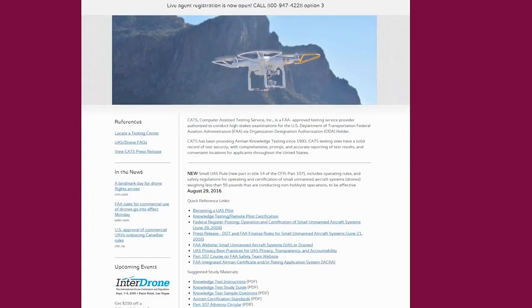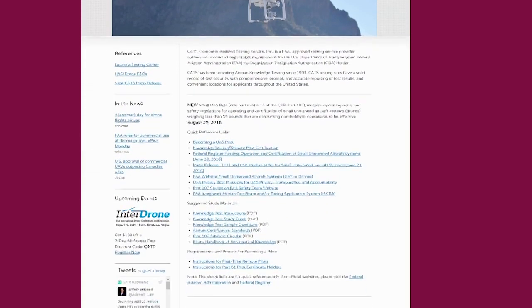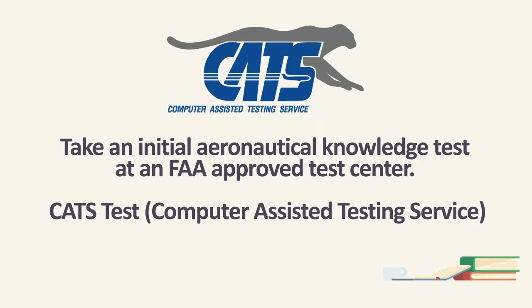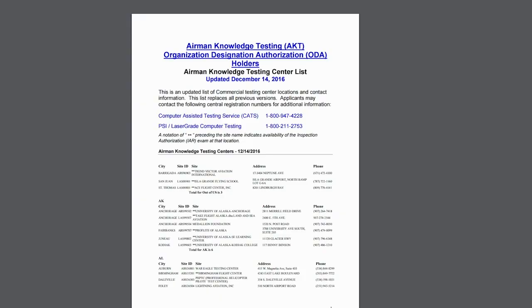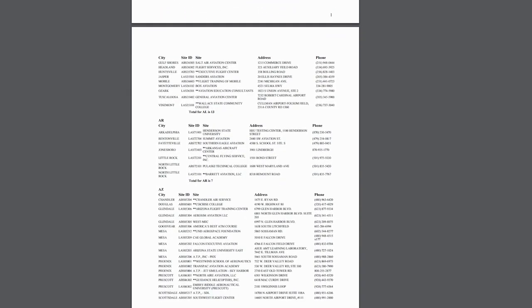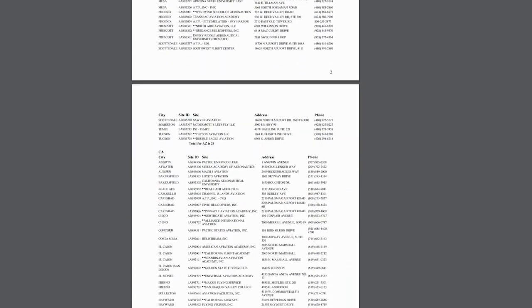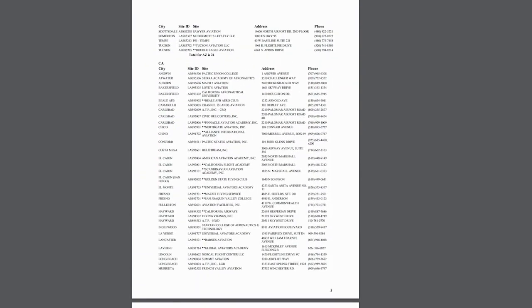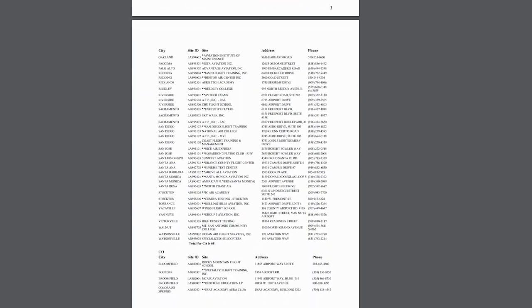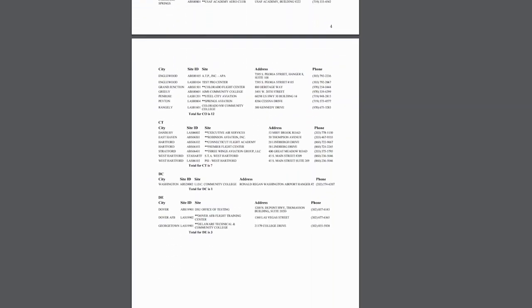First, you'll need to take an initial aeronautical knowledge test at an FAA-approved test center. This is often referred to as a CATS test center, which stands for Computer Assisted Testing Service, and is a FAA-approved testing service. I've included a link to a PDF that lists all of the CATS testing centers in the United States offering the Remote Pilot Airman Certificate test. Without getting overly technical, I just recommend that you call the nearest testing center to you and tell them that you're interested in taking the commercial drone test. They'll typically know what this means and they'll schedule you from there.